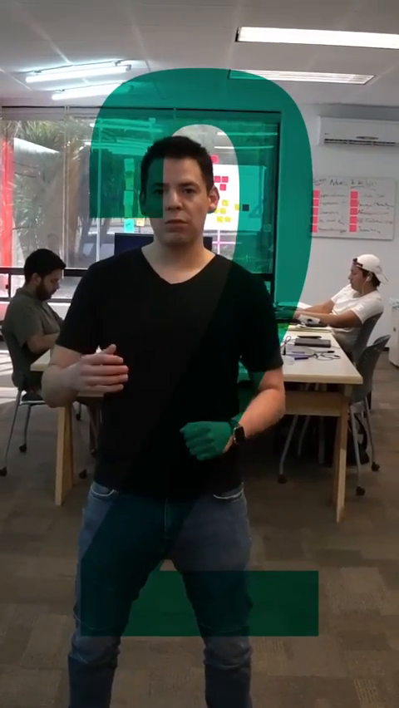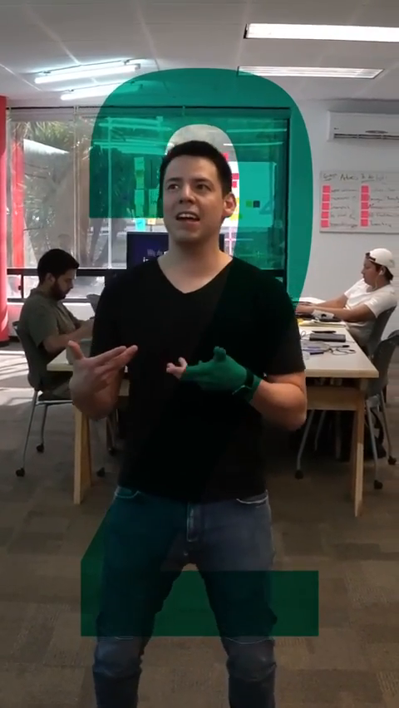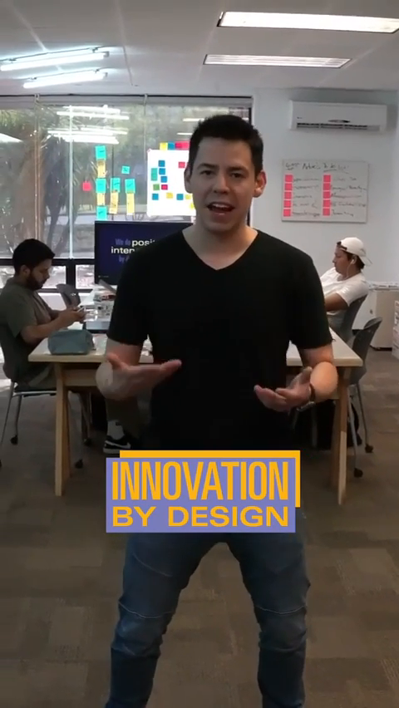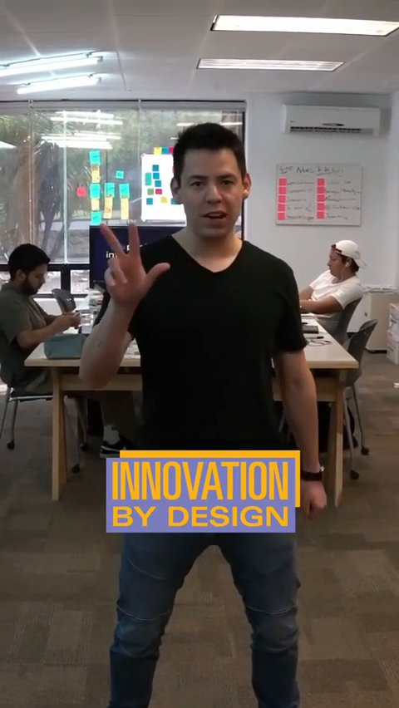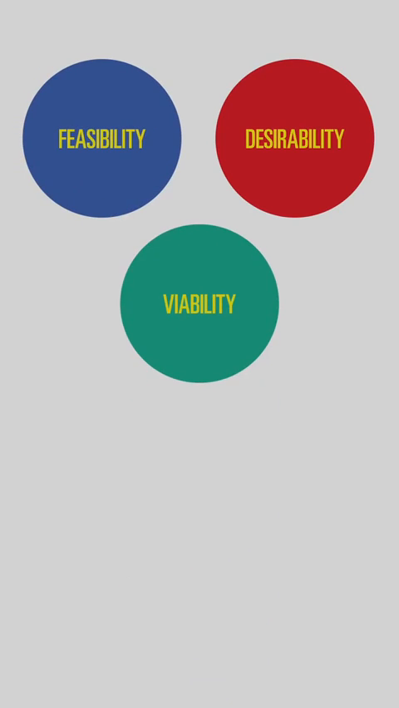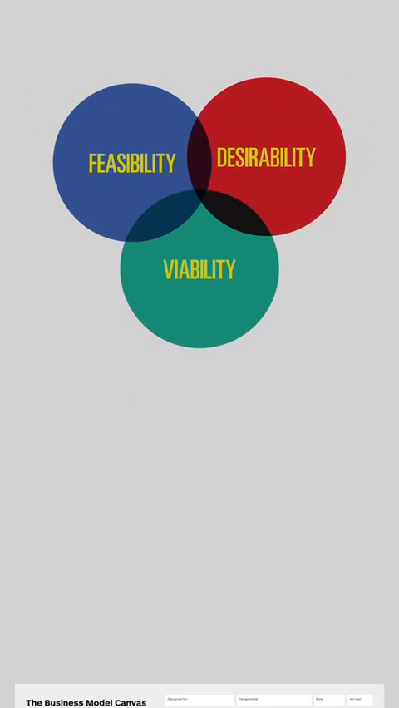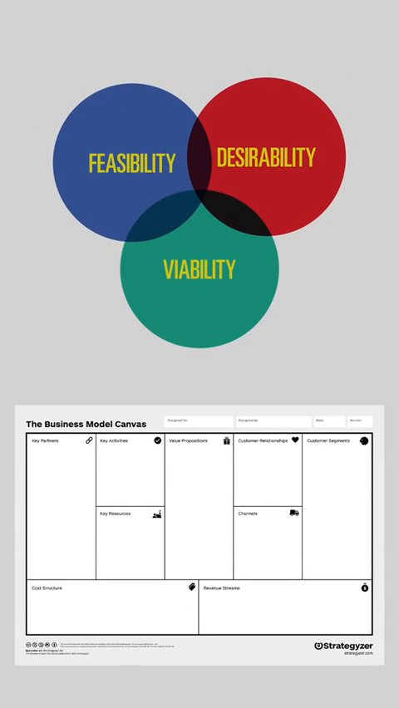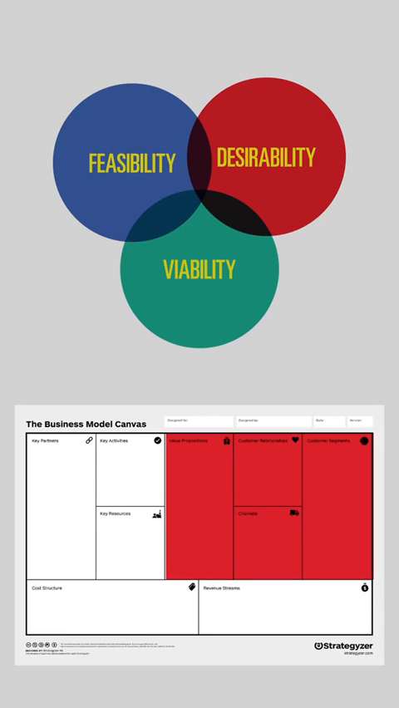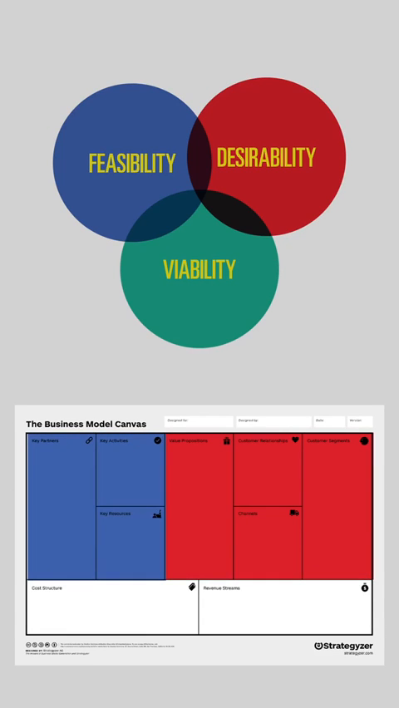Point number two about the logic of the business model canvas is the definition of innovation by design, and it's when you fuse these three lenses. When something is desirable, it's feasible, and it's viable. When you mix them or fuse them, here comes the business model canvas. So your desirability starts with your customers, your feasibility with your key resources and key activities, and the viability with your revenue streams and cost structure.